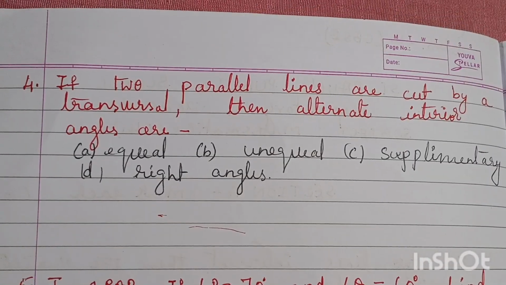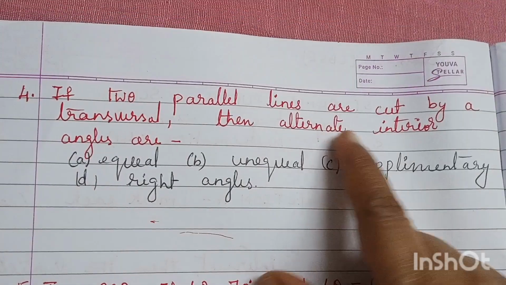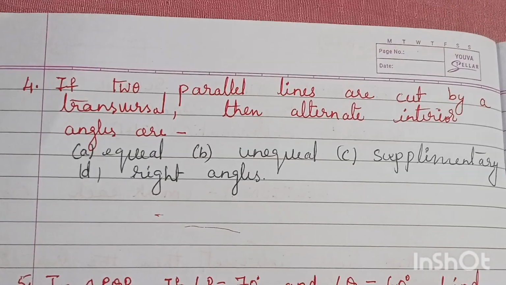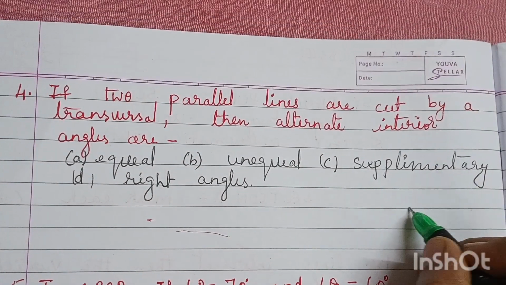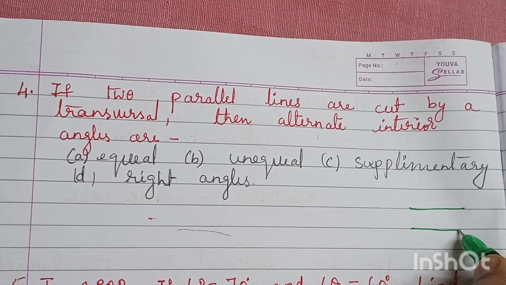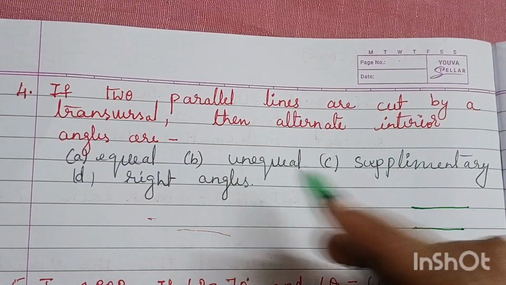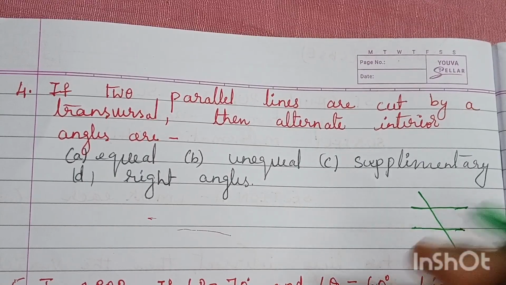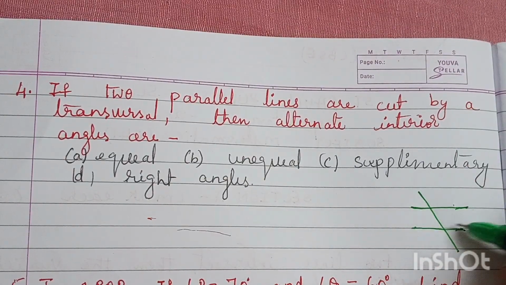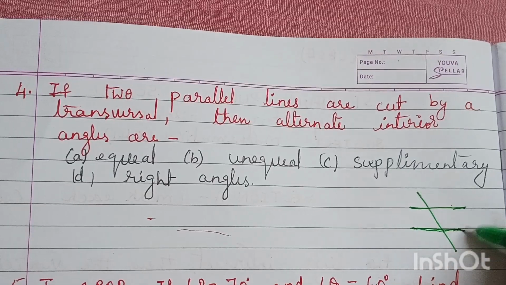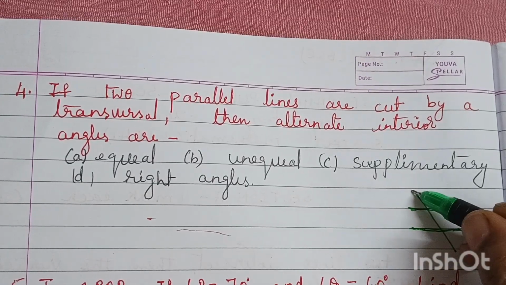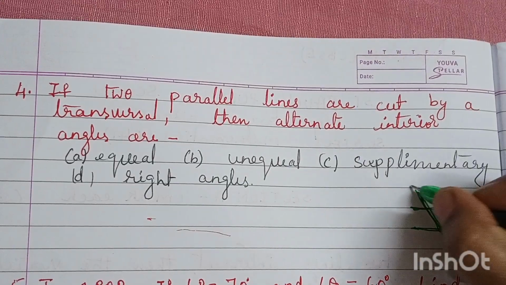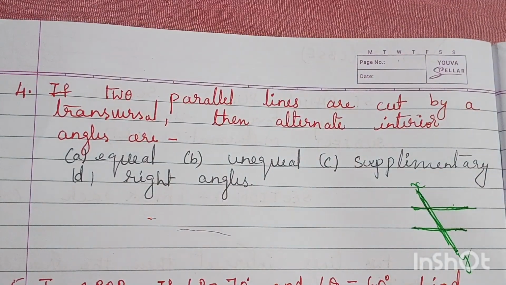The question is, if two parallel lines are cut by a transversal, then the alternate interior angles. If two parallel lines are cut by a transversal, so this is a transversal. Parallel lines look like a road, opposite each other. So two parallel lines and this is a transversal line. This line is called the transversal. XY is a transversal line.